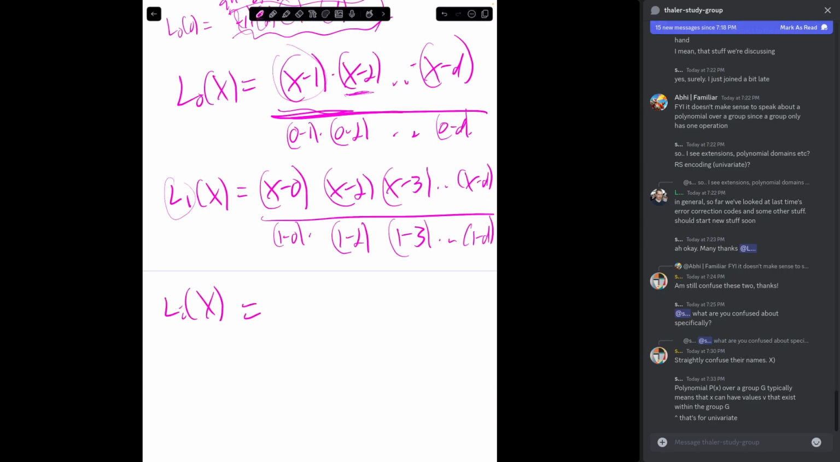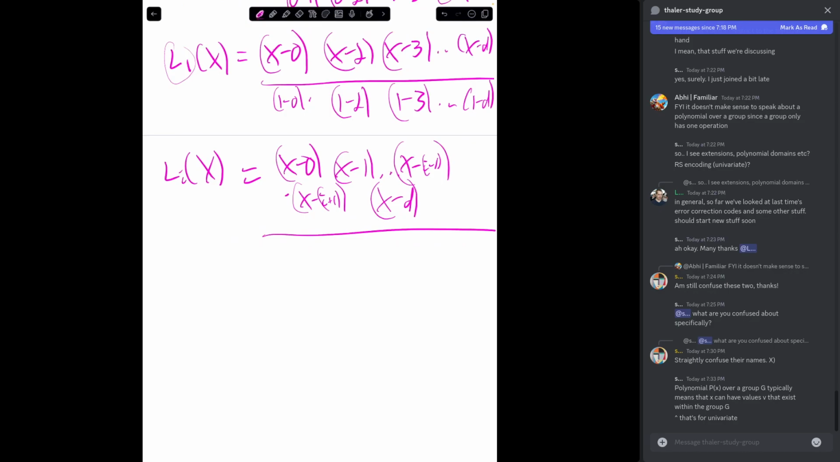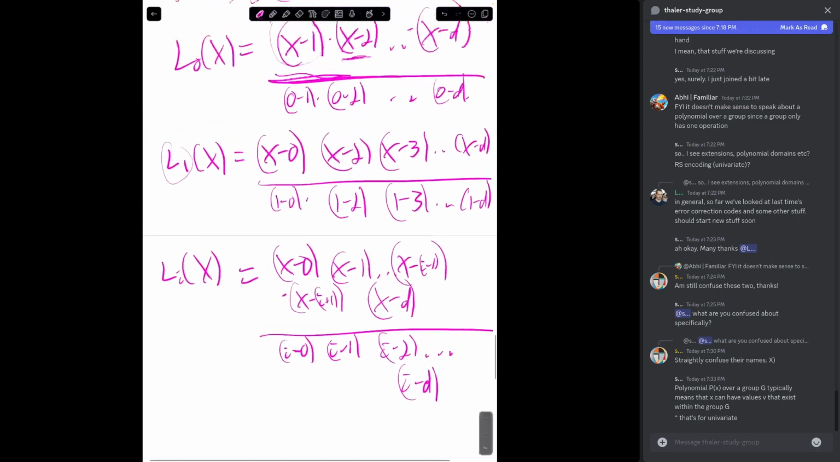So the ith Lagrange basis polynomial is going to kill everything except I. We have x minus 0 up to x minus (I minus 1), but then we don't kill I, we skip it, and then we kill I plus 1 up to D. Then we divide by whatever this numerator would map I to, which is I minus 0, I minus 1, I minus 2, up to I minus D. To be clear, we skip I: we do not have an I minus I term here. So those are Lagrange basis polynomials.